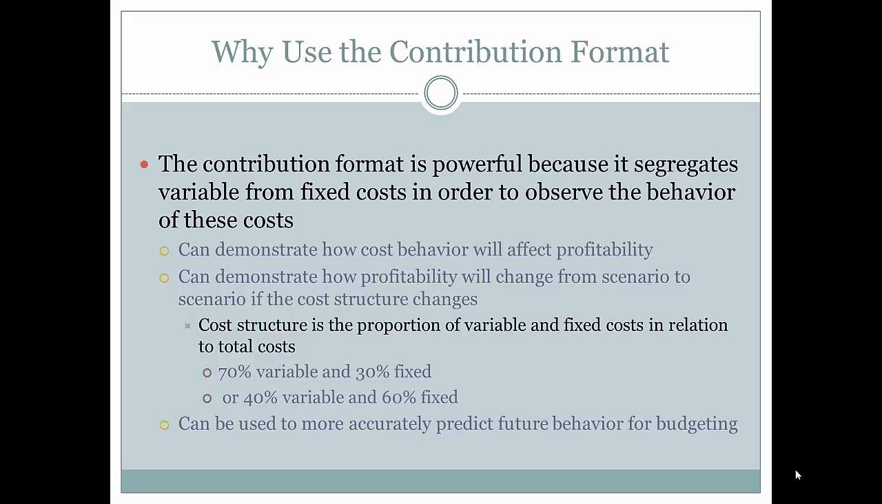The cost structure is a proportion of variable and fixed costs in relationship to total costs. So in one scenario, there could be 70% variable cost and 30% fixed costs. Or in another one, if you change the cost structure, it could be 40% variable and 60% fixed. The contribution format can also be used to more accurately predict future behavior for budgeting.